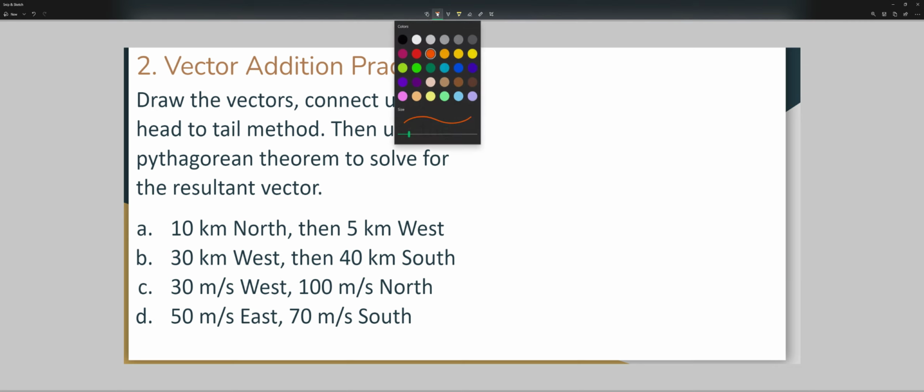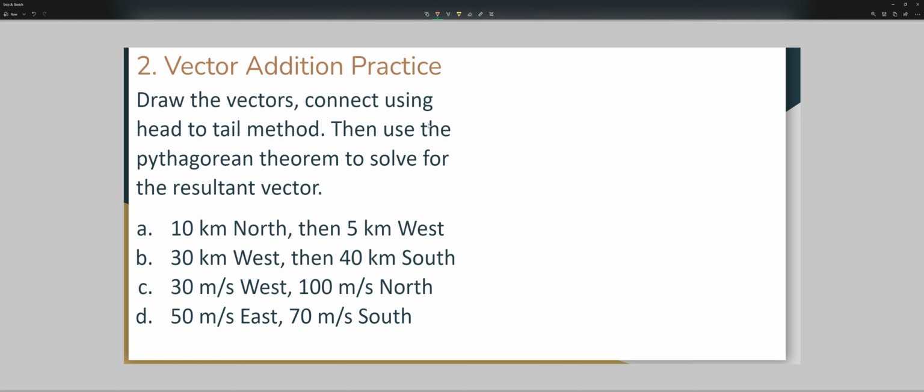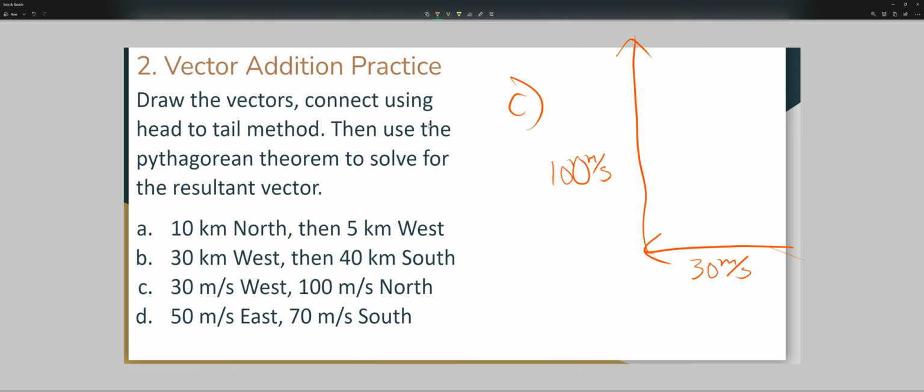So let's do C now. C is 30 meters per second west. So you're going to go 30 meters per second west, and then you're going to go 100 meters per second north. Then you're going to do A squared plus B squared is equal to C squared again. I forgot the answer here actually, so you guys are going to do it yourself.